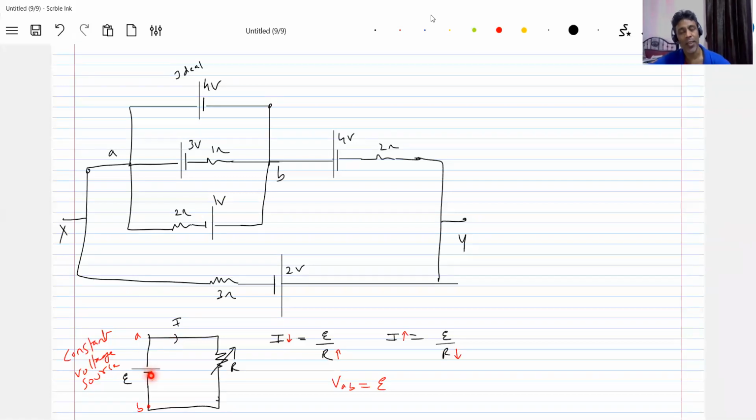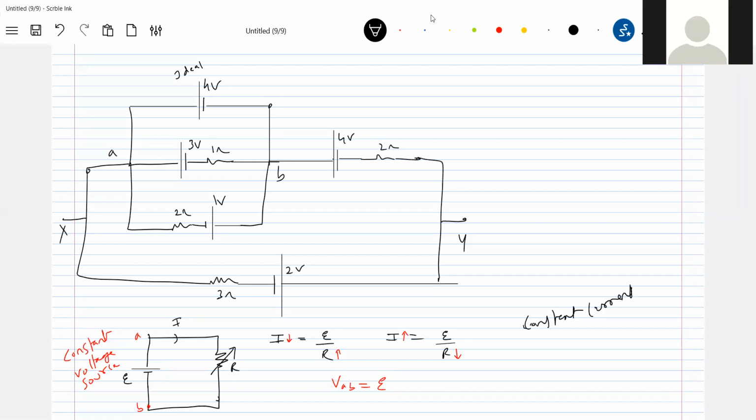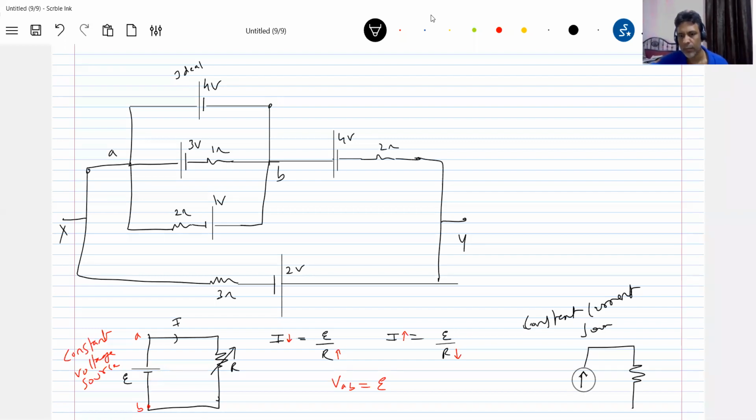Like this, we have a constant current source. What is a constant current source? The current through the circuit will be constant, but the potential difference across it will change. So how do we represent it? We represent the constant current source with a symbol like this. Then the current I will be constant, and the drop across this is going to change.